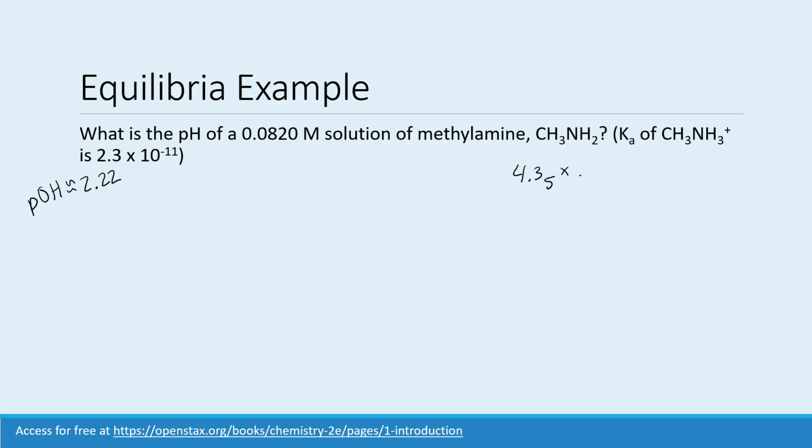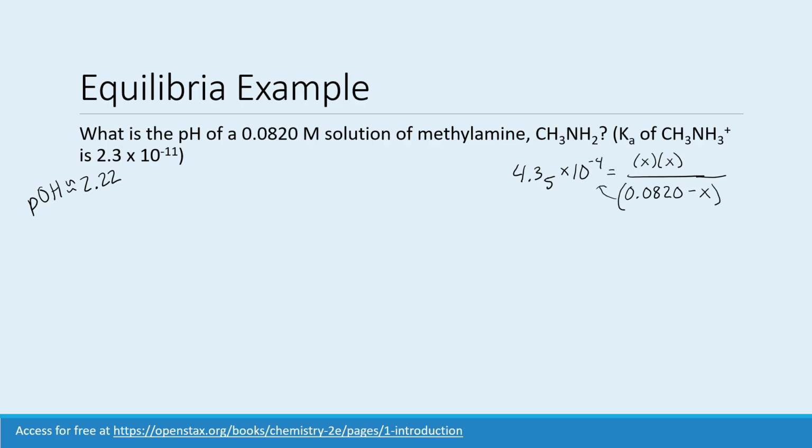So that Kb value of 4.35 times 10 to the negative fourth is equal to x times x, or x squared, divided by 0.0820 minus x. Okay, so now I'm going to have to solve the quadratic.